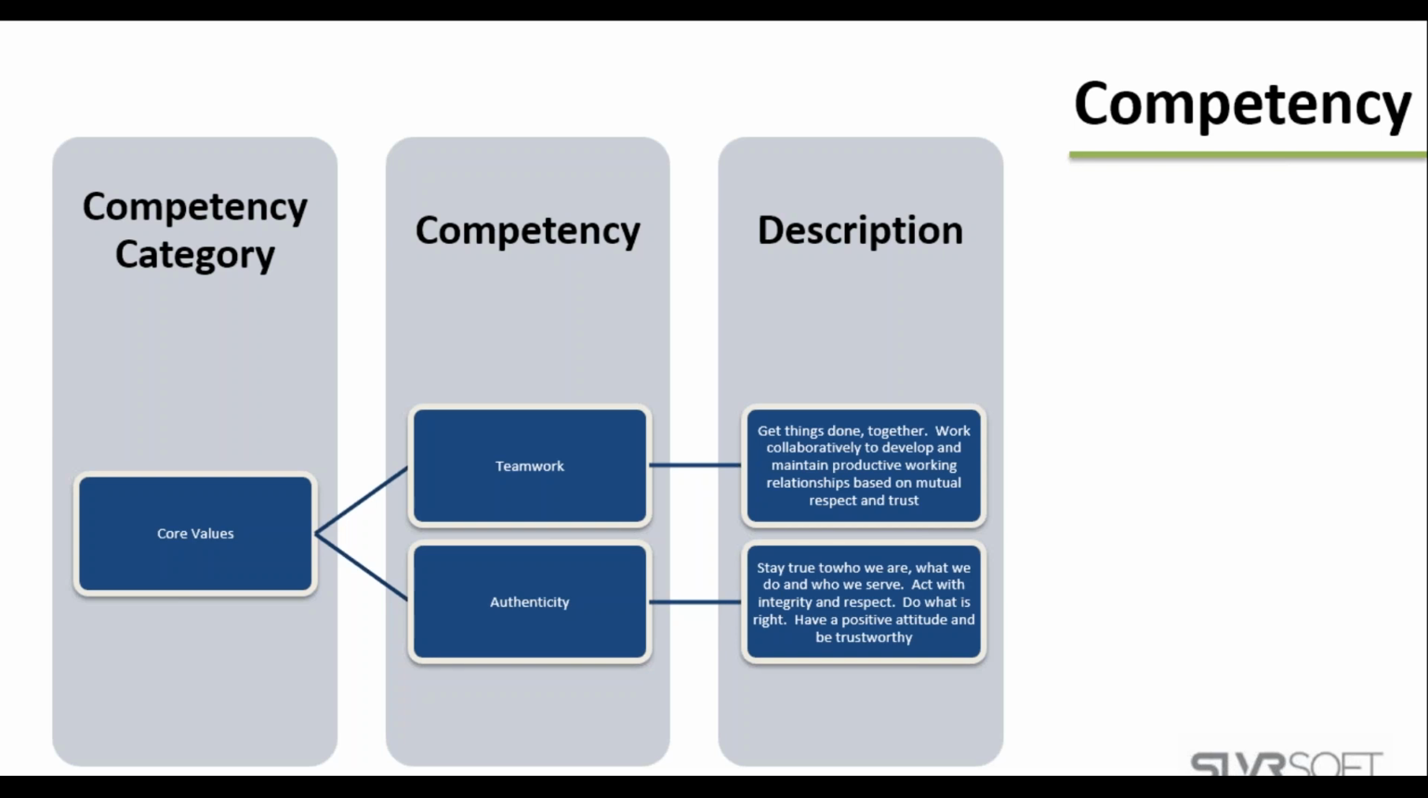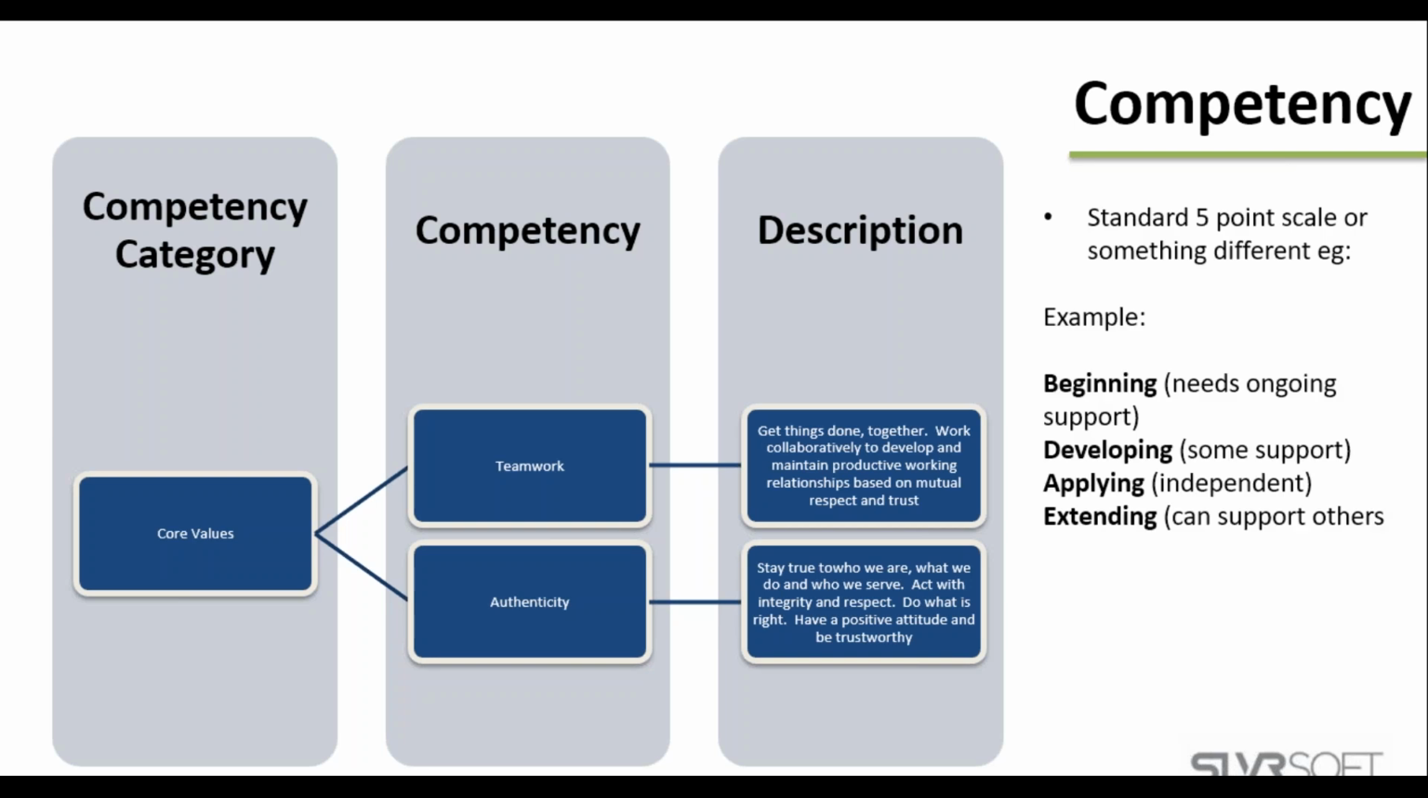And then once you've got your competency and your description, you then need to be able to define what the proficiency level is. So here you can go with potentially your standard 5-point scale, 1 being bad, 2 being mediocre, 5 being advanced. Or what I have found some of our clients doing is actually splitting it up into 4 tiers, where you've got beginning, so they need ongoing support, developing, so they need some support, applying, they're independent, extending, they can support others. So you can really create your own proficiency level that is important for you.